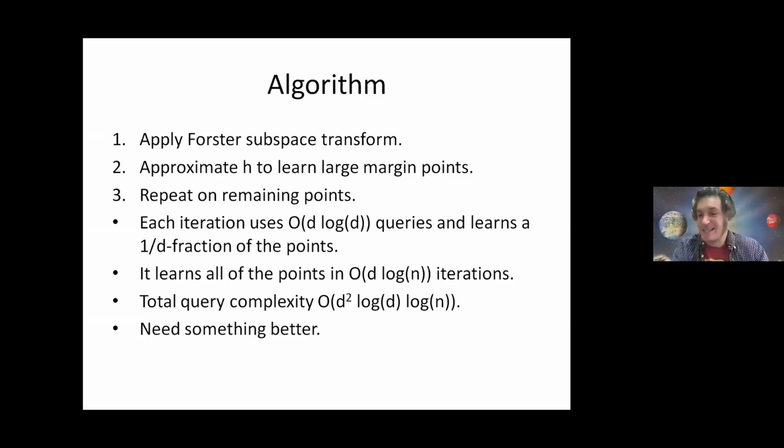Unfortunately, this d squared is comparable to the previous algorithms that were known. So if we would like to get something closer to the optimum lower bound, we do need something better. But at the very least, we now have an algorithm that works for arbitrary point sets and isn't super bad. Any questions about this?